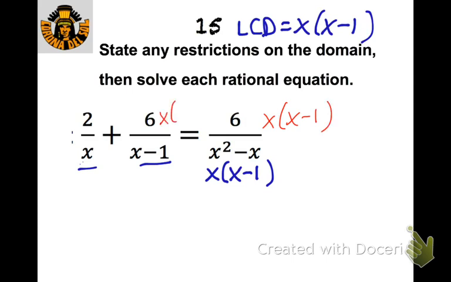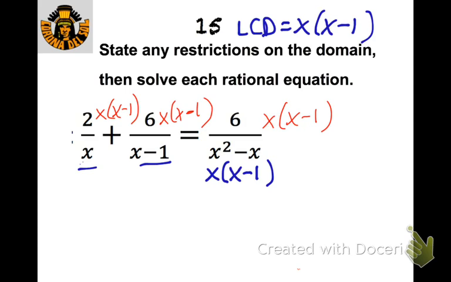This gets x times x. It's not letting me write. Okay, this one gets x times x minus 1. So all of them get that. Okay, now we're going to see what happens.